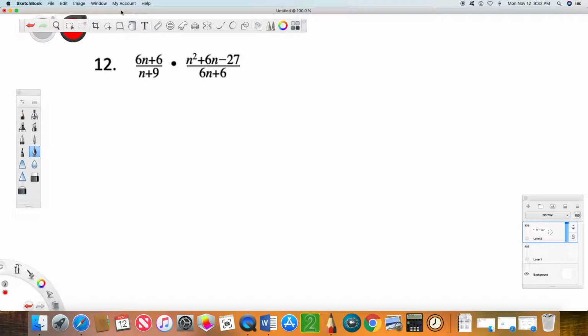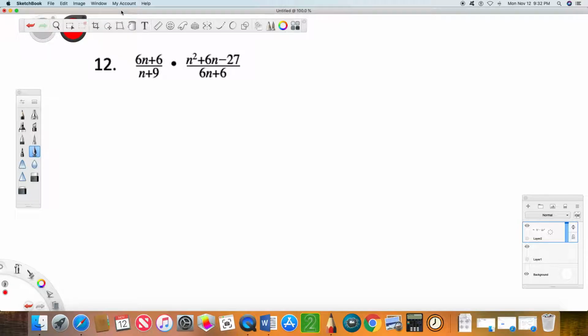Let's take a look here at number 12. We have a rational expression times a rational expression. They want us to write it as a single rational expression in lowest terms and to state any restrictions that we have. In this type of arithmetic, restrictions come because we have to avoid division by zero. We can't allow any denominator to ever equal zero.